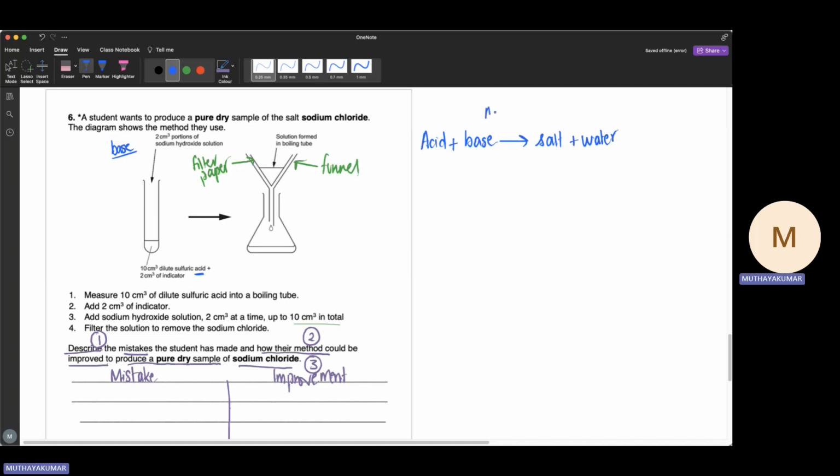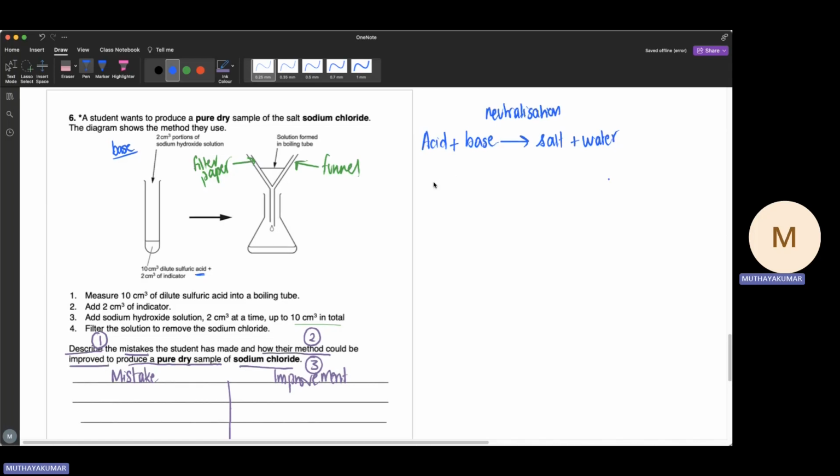This is a neutralization reaction. That's the type of reaction. Now, if we go into the specific details, so our base was sodium hydroxide, and the salt that the student wants to make is sodium chloride. We will, in the process, make some water as well.